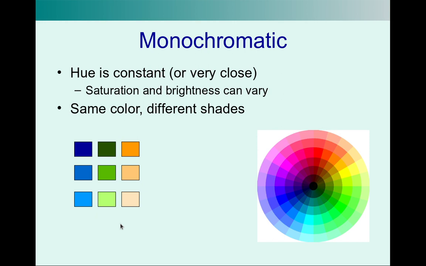The first is monochromatic. Here the hue is constant, or a very close hue is selected. Only the saturation and brightness can vary. That means the color will be the same, but different shades will be achieved. If you look at the different columns with different color shades, you'll get the monochromatic harmony scheme. The colors in one particular column are monochromatic, but with different shades. That is, only the saturation and brightness are changed.